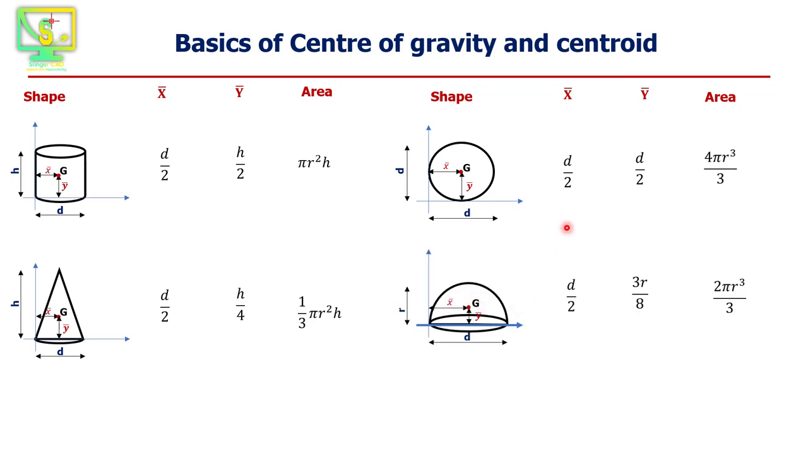For a hemisphere, X bar is D by 2, Y bar is 3R by 8, and volume is 2 pi R cube by 3.